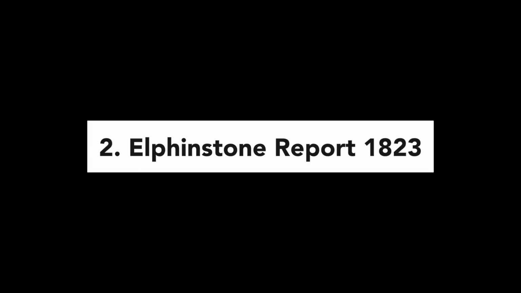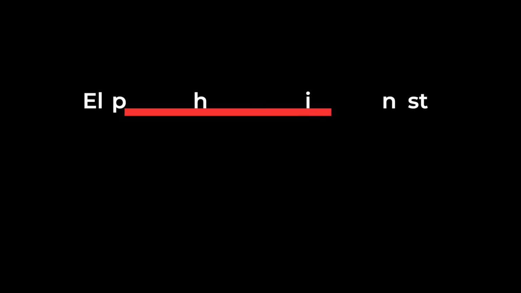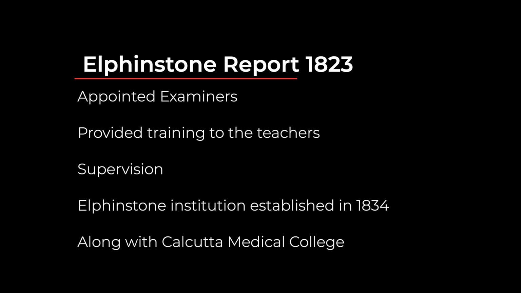Next, we have the Elphinstone Report, which came in 1823. Just after 10 years of the Charter Act, this report came, and this was basically to spread the supervision. So what sort of examinations were conducted? Supervision of the examination was majorly included in this particular report. They appointed examiners and provided training to the teachers for the same. And Elphinstone Institution was established in 1834 in Bombay along with Kolkata Medical College. And yes, Elphinstone is one of the oldest colleges of Bombay University, so remember that also.